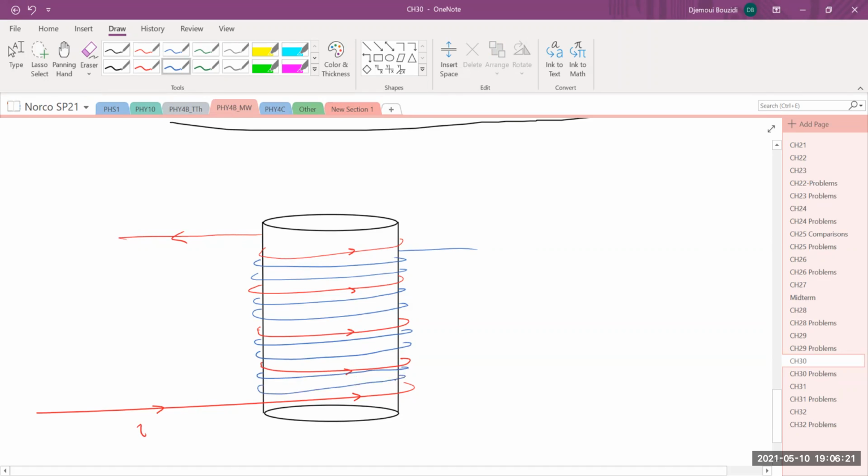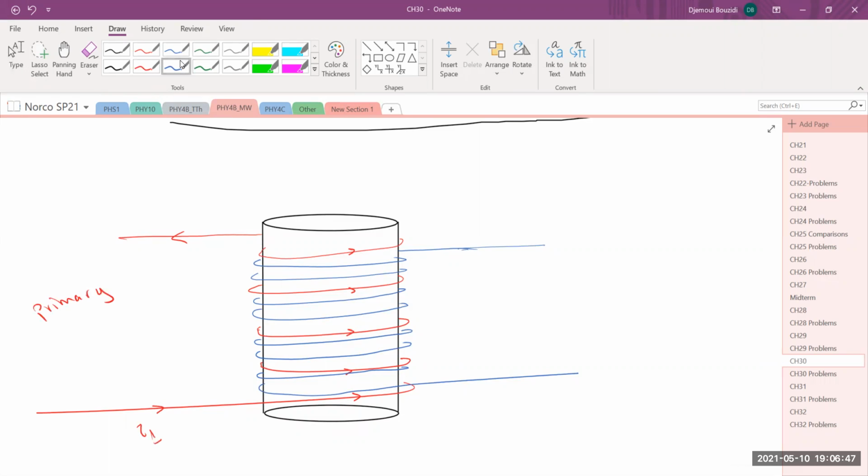Obviously, there are more blue lines. There are more blue lines coming out that are coming in, okay? So the red one is called the primary, actually. This is a primary. And this is a secondary. So this is a typical transformer.